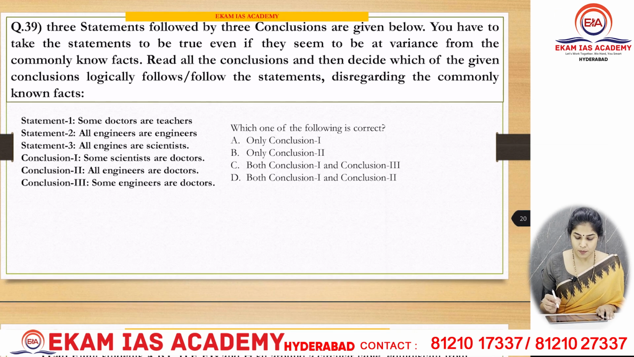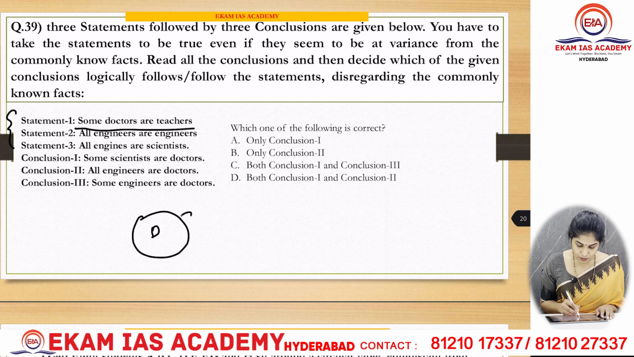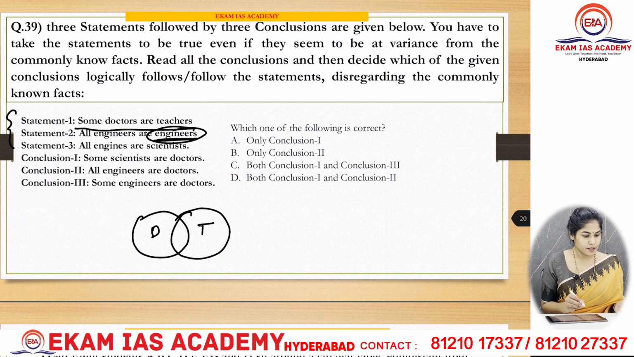3 statements followed by 3 conclusions are given. You have to take the statements to be true even if they seem to be at variance from the commonly known facts. Read all the conclusions and decide which of the given conclusions logically follows. Okay. Let us go through the statements first. They have given some doctors are teachers. Okay. Some doctors are teachers. Okay. All engineers are engineers. There is a mistake in typing here. Let me check.